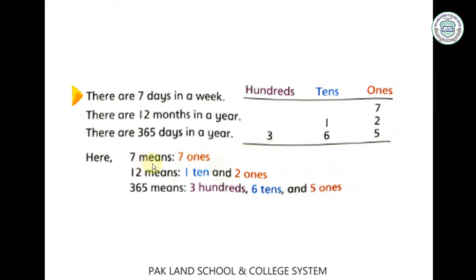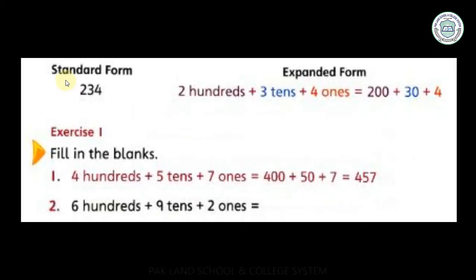So it means that 7 days means 7 ones, and 12 months means that it has 1 ten and 2 ones, and 365 days means that there are 3 hundreds in it and 6 tens and 5 ones in it. The next topic we have is the standard form and expanded form.